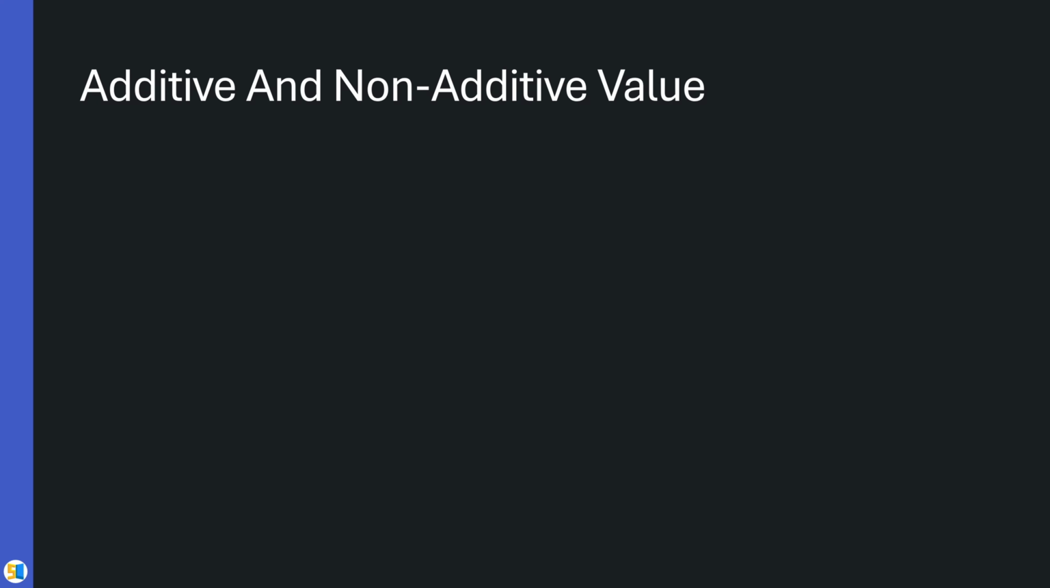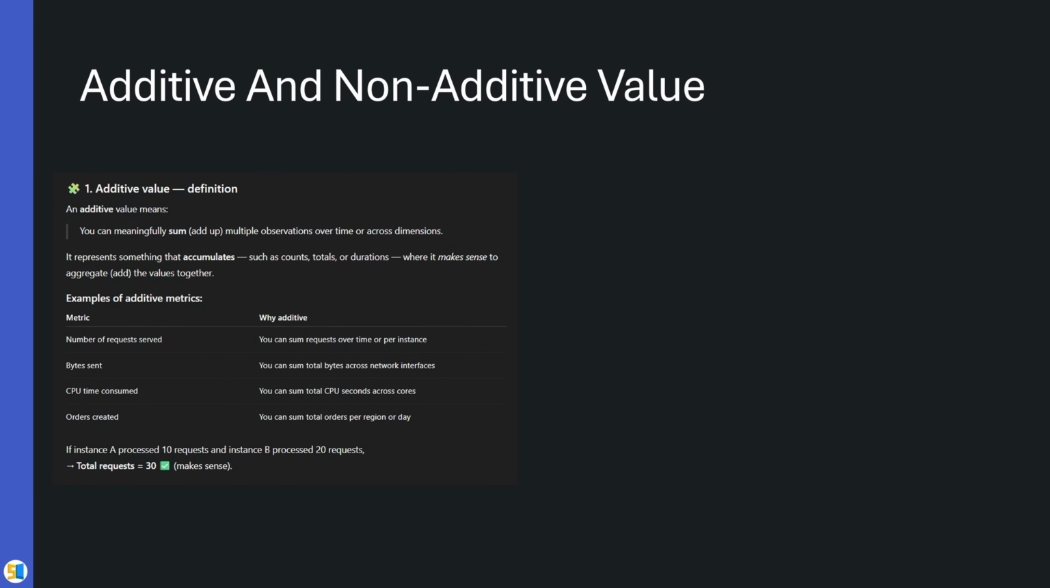If you are not familiar with what is additive and what is non-additive value, here are the definitions. An additive value means you can meaningfully sum or add up multiple observations over time or across dimensions. It represents something that accumulates, like counts, totals, or durations, where it makes sense to aggregate the values together. Example: number of requests served. Why additive? Because we can sum requests over time or per instance. Bytes sent, CPU time consumed, orders created, right?